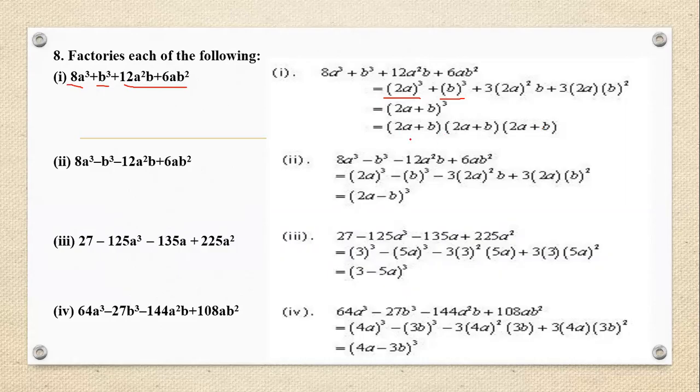So you can see that we have got 2a plus b raised to the power 3, and the identity is the sum of the binomial raised to the power 3. So we have got the factorized terms, and there are three factors within the bracket. Similarly, the rest of the parts have been solved based on the identities we have used here and in the previous question as well, the cubic identities.